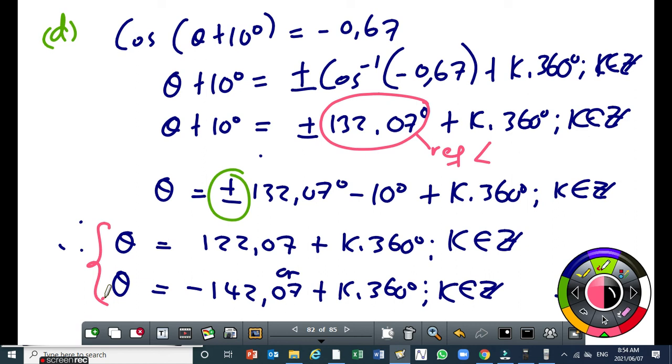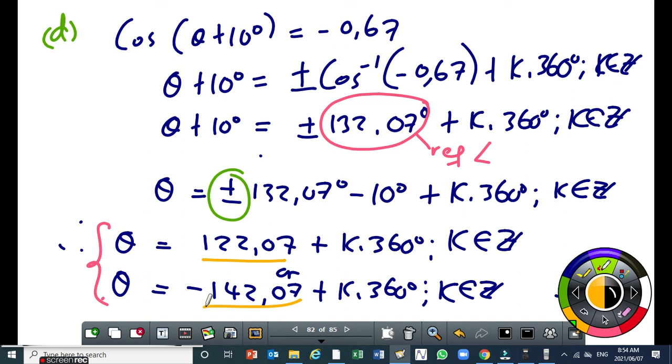So, would I still be correct if I just said plus minus 122.07? No, you can't do that. Well, if you want, you can say that yes, you can. Okay, it's correct. You can also say plus or minus 122.07. But you see now, if you say plus or minus, you only get this one here, but you won't be able to get minus 142. That's the problem. That's why for this question here, it will be better to split it up into two.